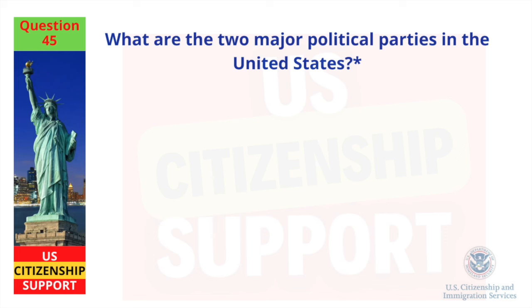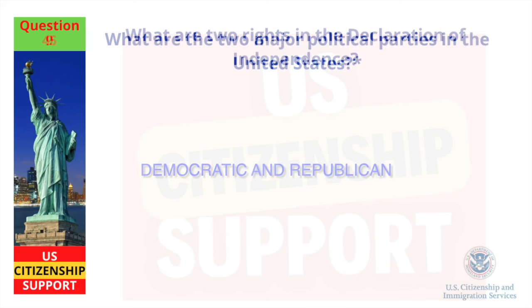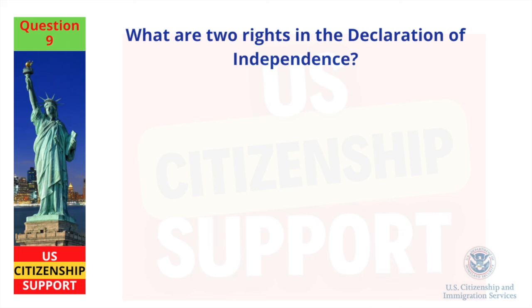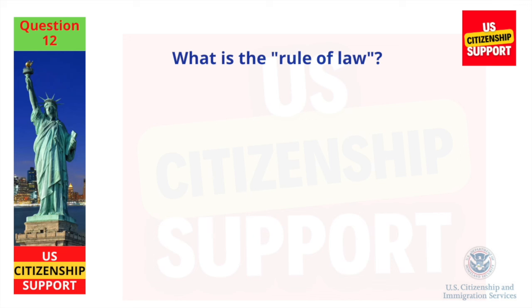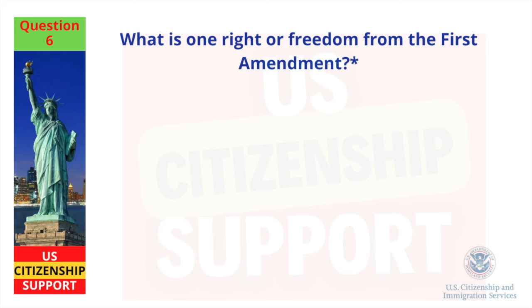What are the 2 major political parties in the United States? Democratic and Republican. What are 2 rights in the Declaration of Independence? Life, liberty. What is the rule of law? Everyone must follow the law. What is one right or freedom from the First Amendment? Speech.